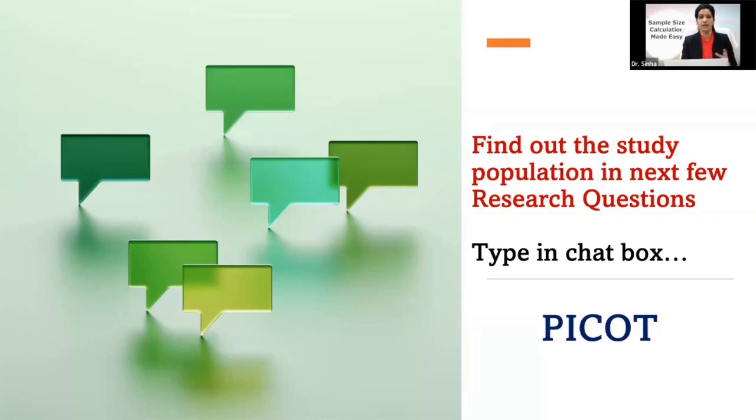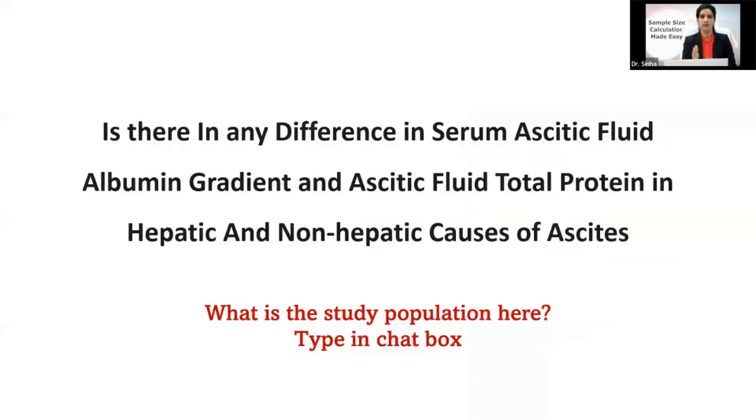So now you have to type in the chat box the population in the following research question. This is the research question: Is there any difference in serum ascitic fluid albumin gradient and ascitic fluid protein in hepatic and non-hepatic causes of ascites? So what is the study population here? Please type in the chat box.